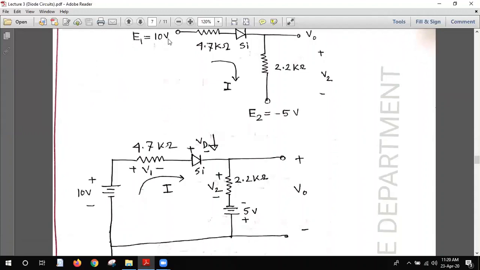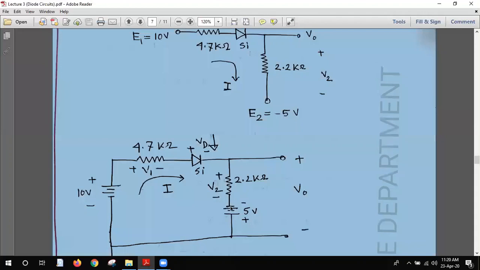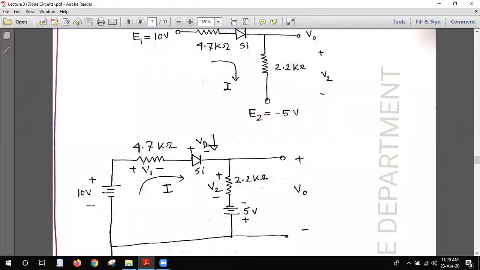As this is the positive 10 volt, we just replace it using this plus 10 volt, and you see that this is the minus, so that's why the minus sign is the upper side and the positive side is the lower side. Hope you understand the configuration. So this circuit and this circuit, there is no change, just a different representation of the voltage source.